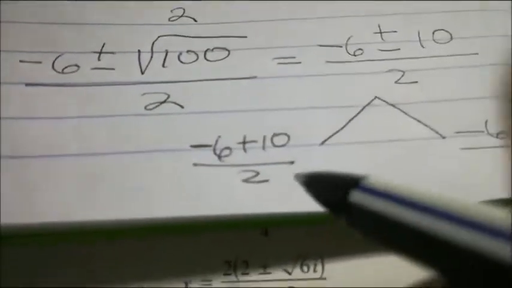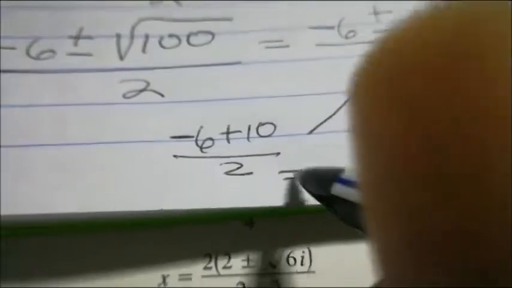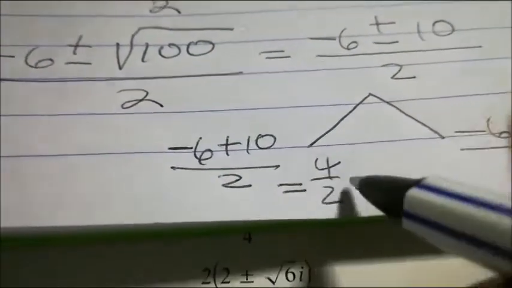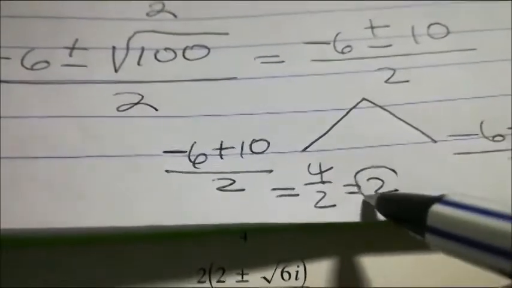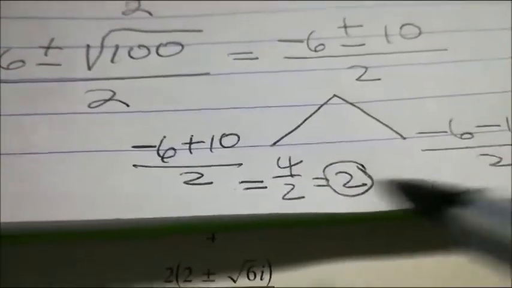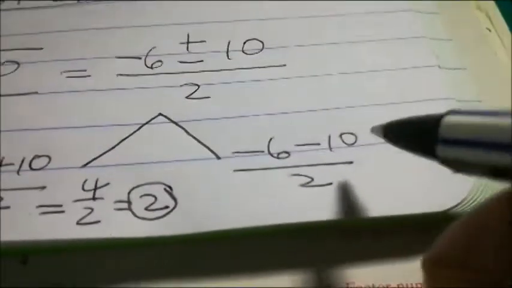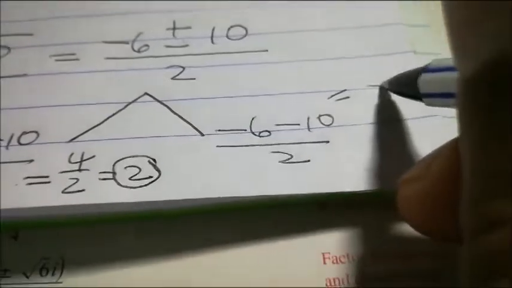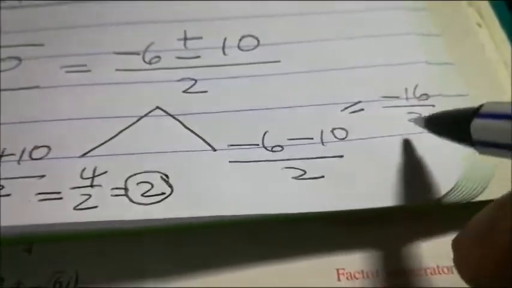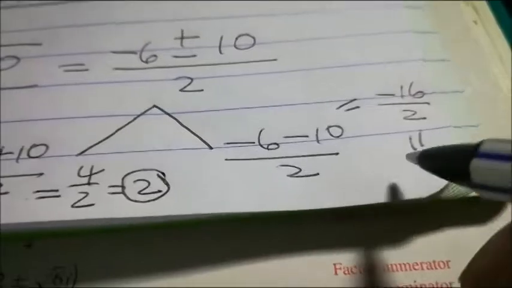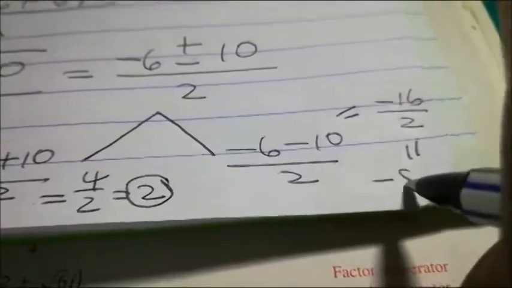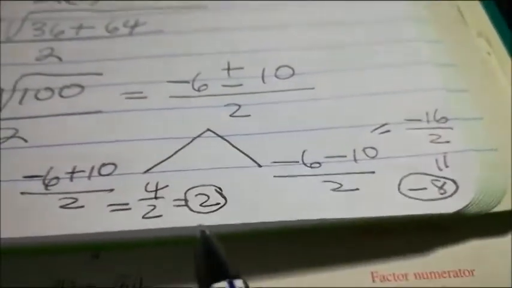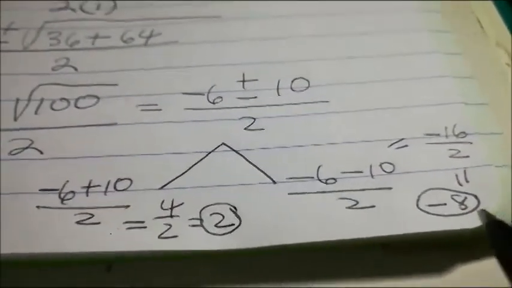And of course this is going to equal to, you have a minus 6 and a 10, that's going to be 4 over 2, and that's going to be 2. So the first value for x is 2. The second is going to be equal to minus 16 over 2, and that's going to be equal to what? Minus 8. So the two separate values are 2 and minus 8 using the quadratic formula.